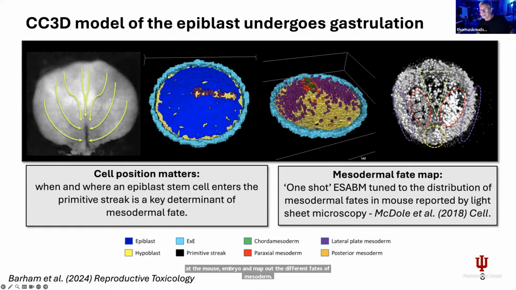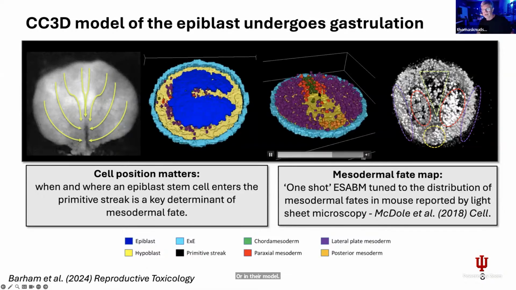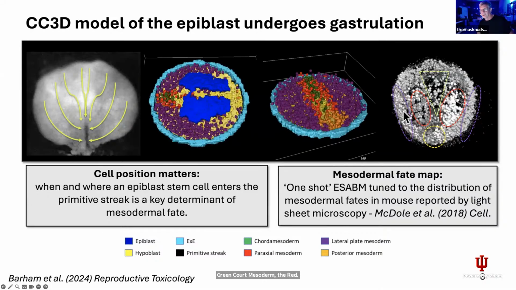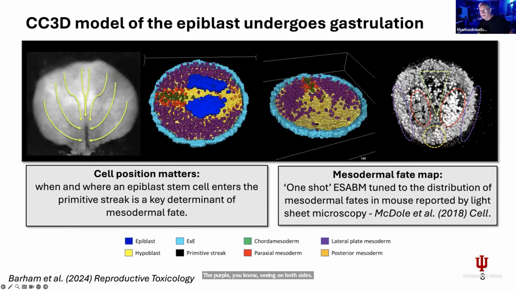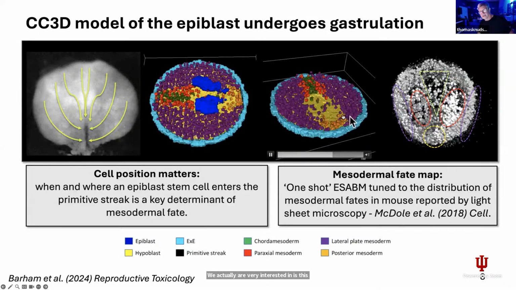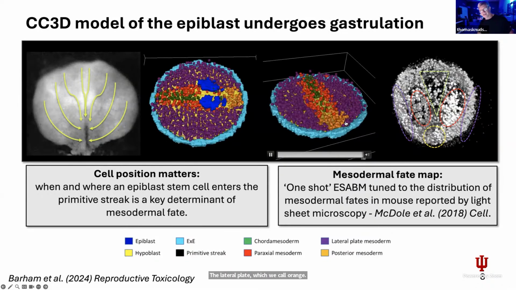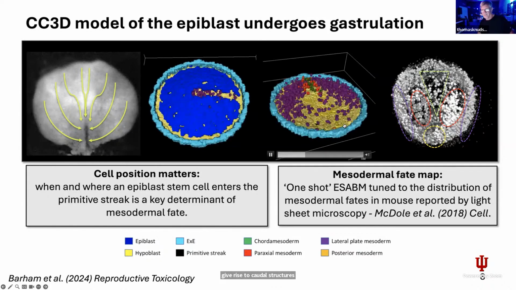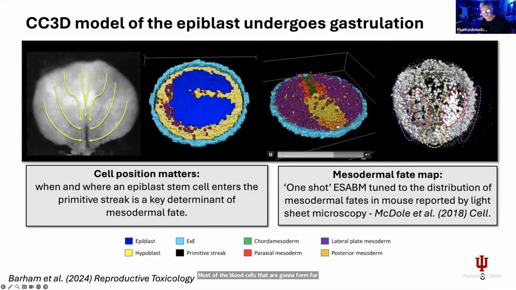And so here are the populations that are in their model. The green there is the cardiomesoderm, the red is the paraxial mesoderm, the purple, you don't see it on both sides, is the lateral plate mesoderm. And what we actually are very interested in is this posterior population of the lateral plate, which we color orange, because that's the population of cells that's going to give rise to caudal structures in the embryo, but more importantly, most of the blood cells that are going to form for that individual. And we've been interested in modeling blood development.